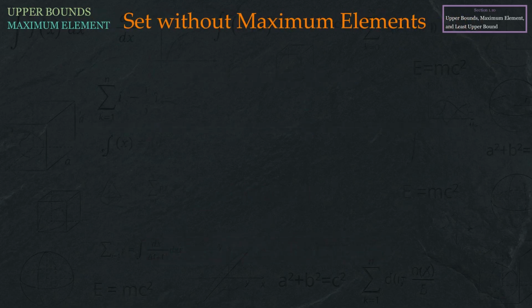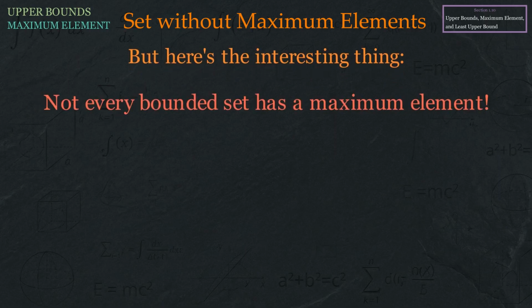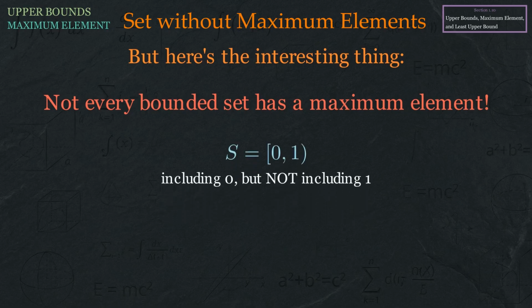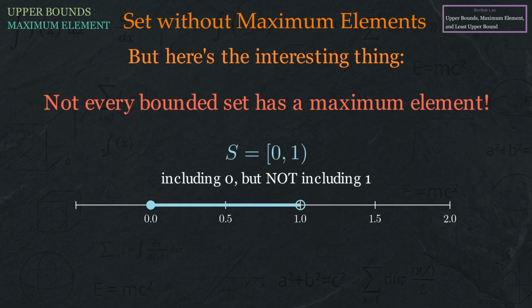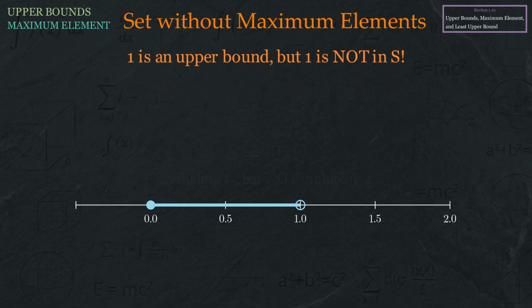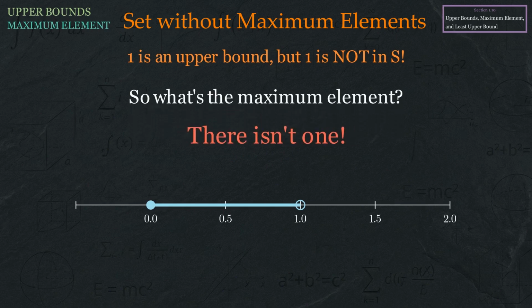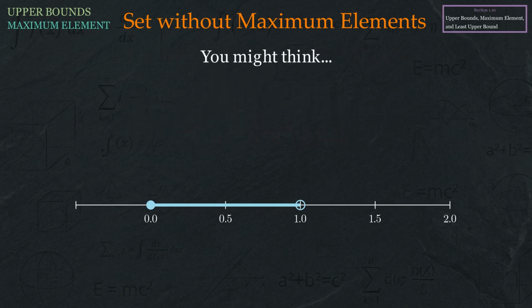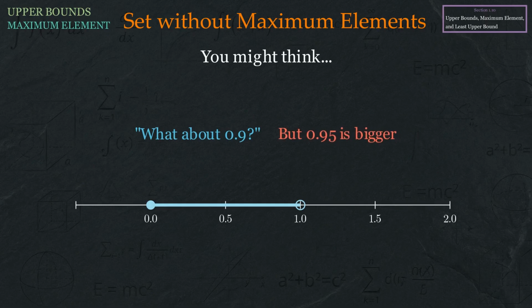Sets without maximum elements. But here's the interesting thing. Not every bounded set has a maximum element. Consider the half-open interval from 0 to 1, including 0 but not including 1. This set is bounded above. 1 is certainly an upper bound, but 1 is not in the set. So what's the maximum element? Well, there isn't one. You might think, what about 0.9? But 0.95 is in the set and bigger.